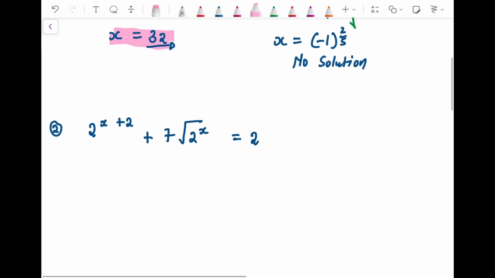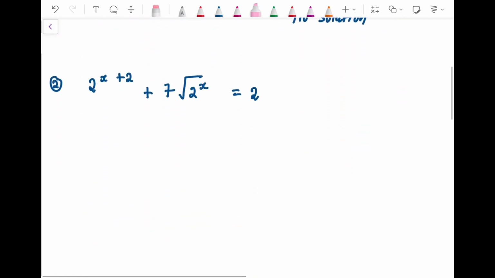Let's move to number 2. Number 2, we are given 2 to the exponent x plus 2 plus 7 root 2 to the exponent x is equal to 2. So with this one, there are so many options that can be used to solve this one, but let me choose one. So let me split this first. This can be written as 2 to the exponent x multiplied by 2 to the exponent 2, using the laws of exponents, plus 7 root 2 to the exponent x is equal to 2.